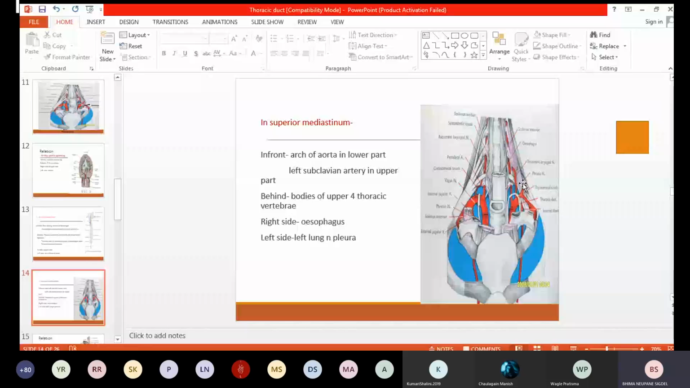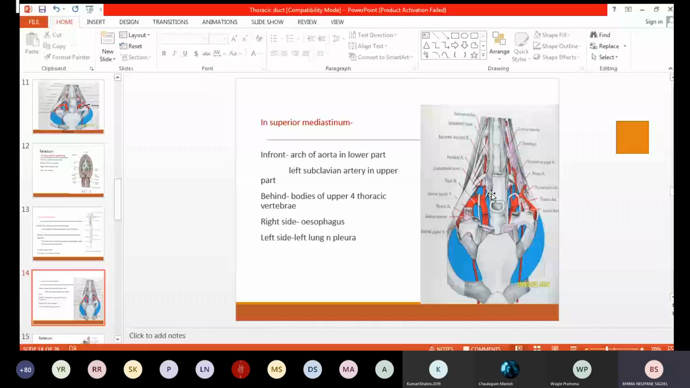We have removed the arch of the aorta here. Behind again are the bodies of the upper four thoracic vertebrae, so posteriorly you can remember the vertebrae only: the upper four bodies of the thoracic vertebrae, 1, 2, 3, 4. And now on the right side of the thoracic duct is the esophagus.